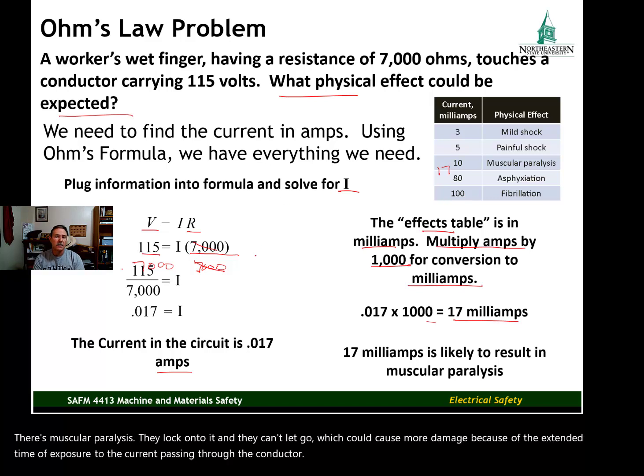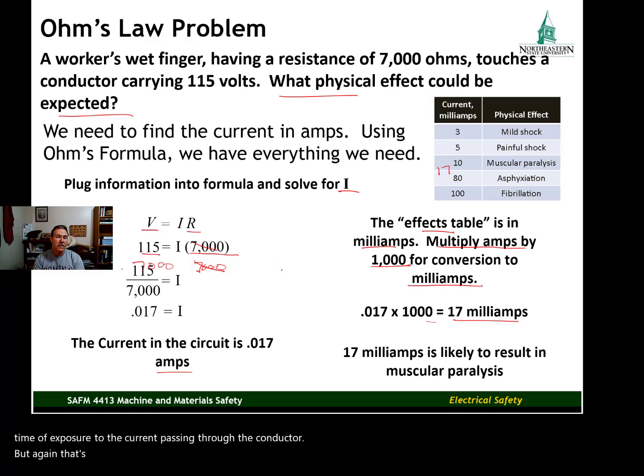But again, that's a type of problem that you may see on certification exams. In your problem set, I give you a practice problem similar to this to work through. Let me know if you have any questions.